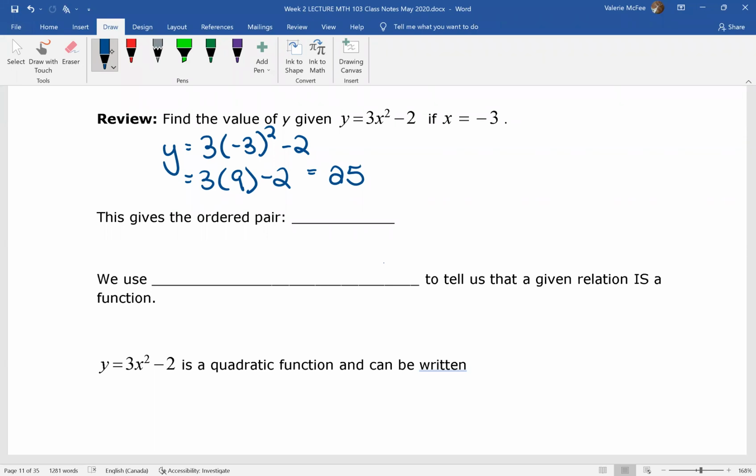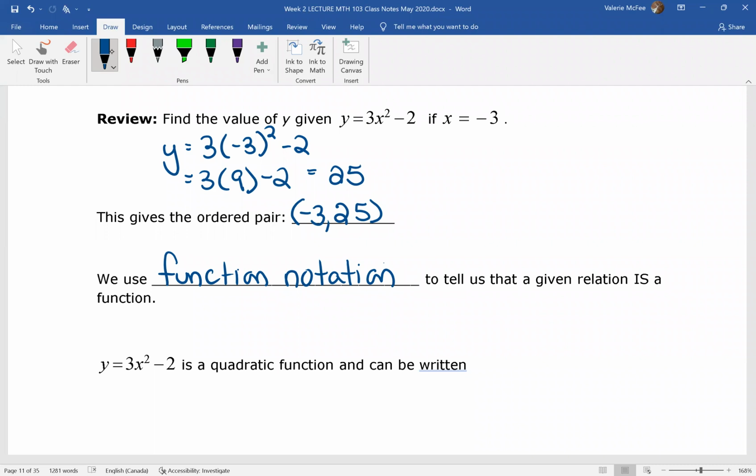So you found that y equals 25. We see that we have an ordered pair then. When x is -3, y is 25. Quadratic equations are also functions, and we can use function notation to tell us that a given relation is a function. Remember, this is a relation.